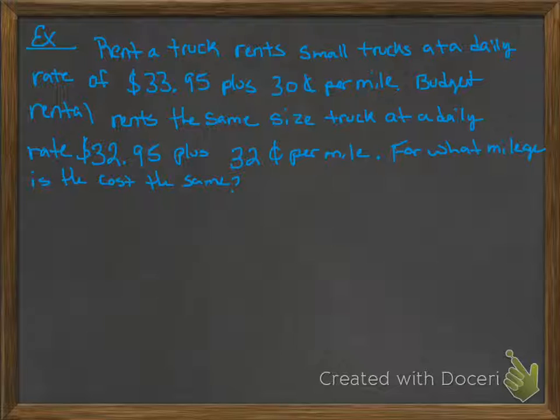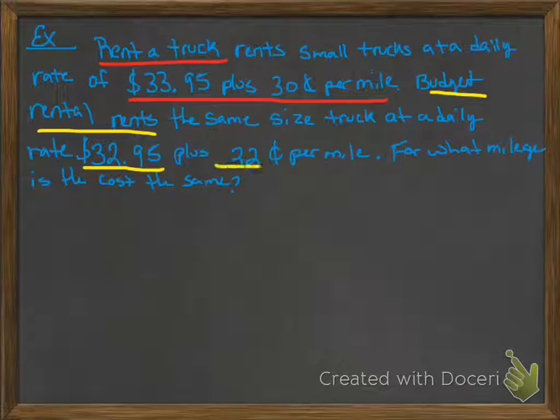Here's another example of creating an equation. Rent-A-Truck rents small trucks at a daily rate of $33.95 plus 30 cents per mile. Budget Rentals rents the same size truck at a daily rate of $32.95 plus 32 cents per mile. For what mileage are they costing the same?